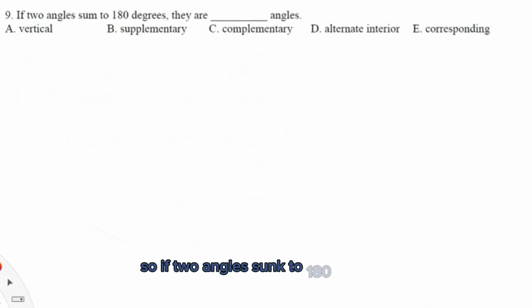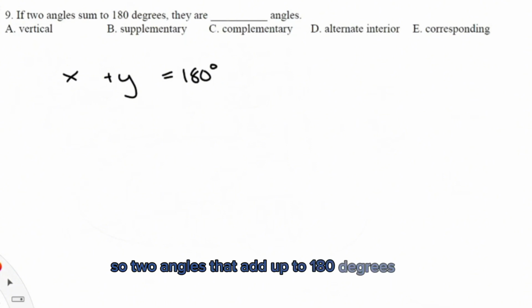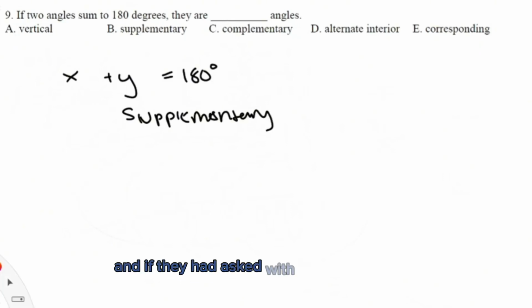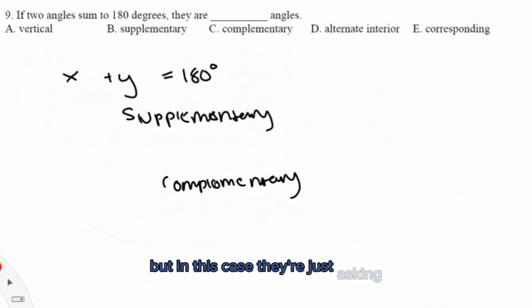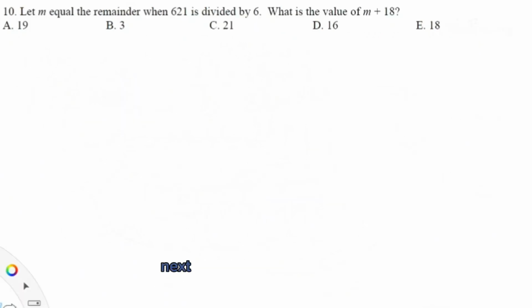So if two angles sum to 180 degrees, so let's say x and y, they add up to 180 degrees, then what are they? So two angles that add up to 180 degrees are supplementary. And if they had asked if two angles add up to 90 degrees, the answer would have been complementary. But in this case, they're just asking for two angles that sum up to 180 degrees. So that's your answer.